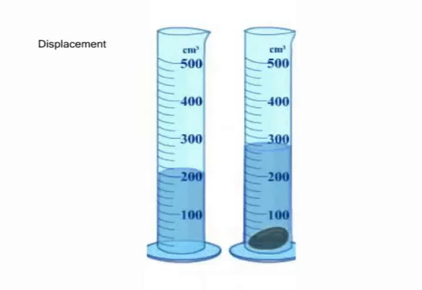Next, we look at measuring the volume of an irregularly shaped solid. Now, volumes of irregular solids are measured using the displacement method. The method works with solids that are not soluble in water, do not absorb water, do not react with water, and will sink in the water.